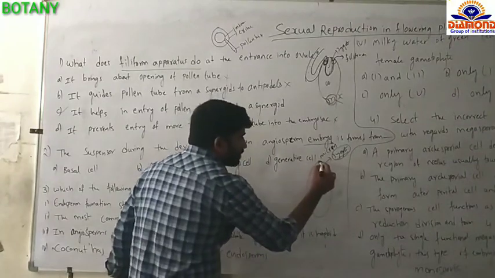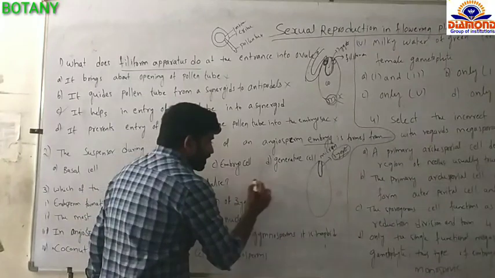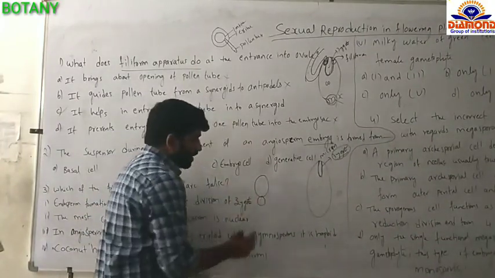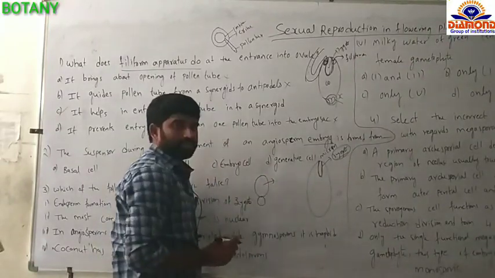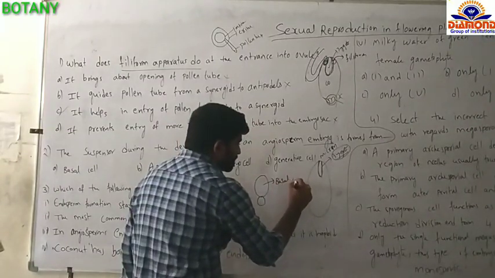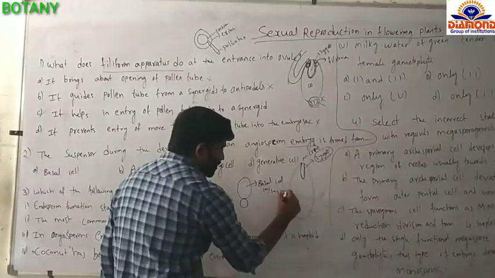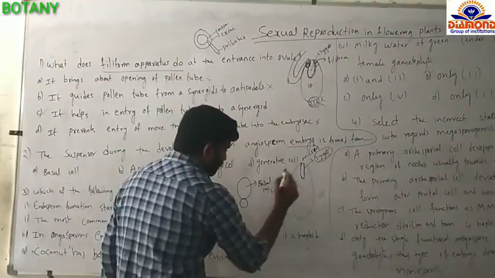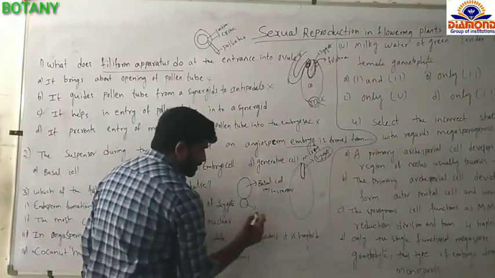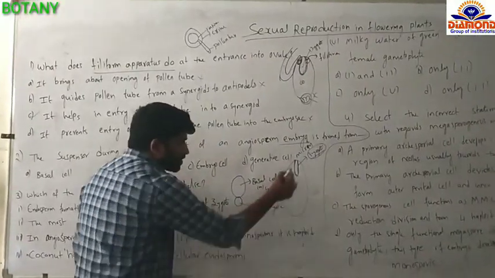At the time of embryo development, the zygote undergoes different divisions. The zygote first divides and forms a two-cell structure. One cell is large in size, and that large cell we call the basal cell, or the suspensor cell. The other is a small cell, which we call the embryo cell. So this is the zygote.